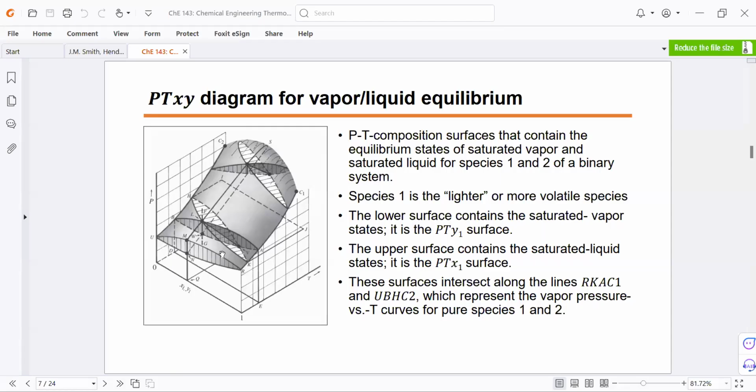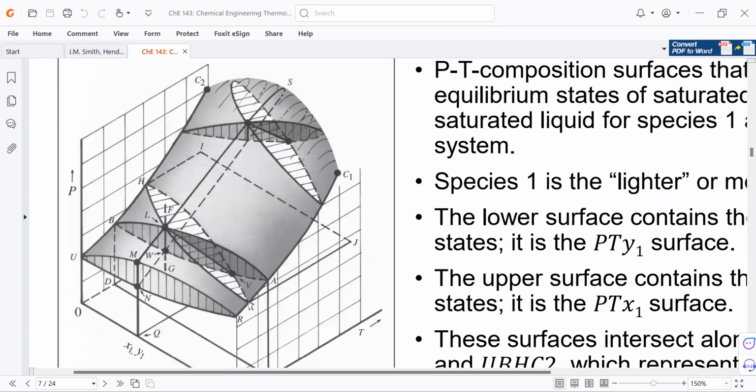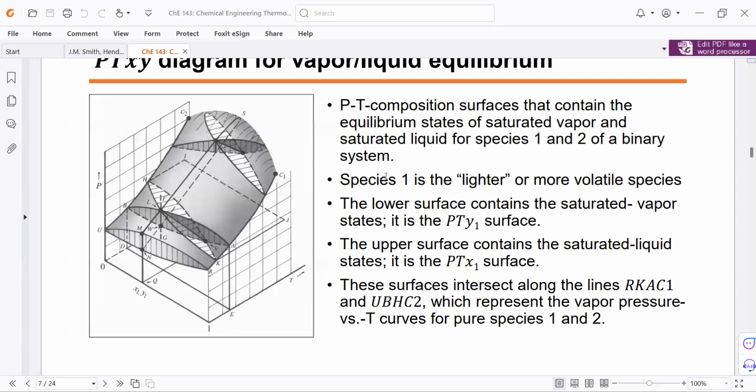Okay, so this time we cut it horizontally. Before, in the PXY diagram, we cut it like a cake vertically, but now our slice is horizontal. If we fix a pressure, say at K, then our slice would be KJIHL. So the slice is horizontal, and that's how we get the TXY diagram.